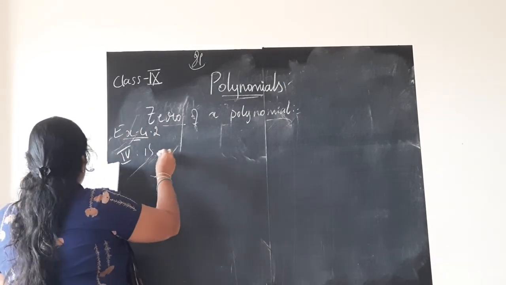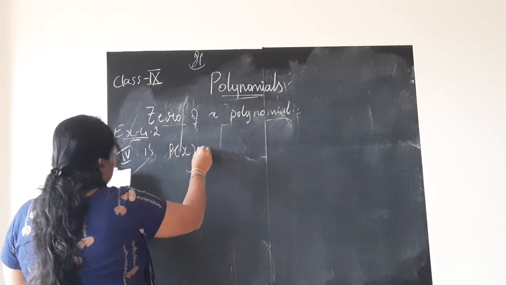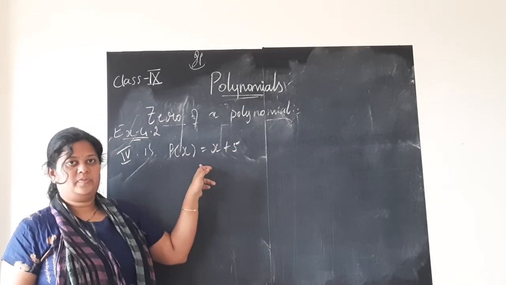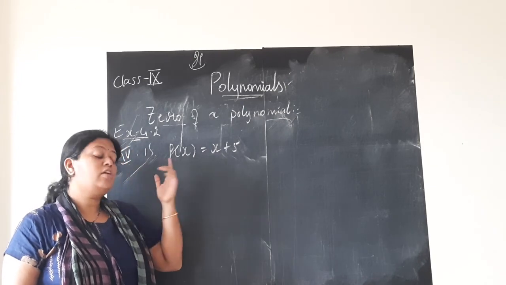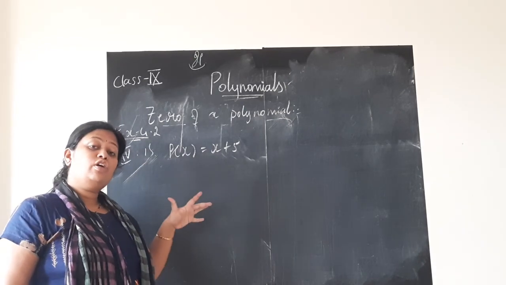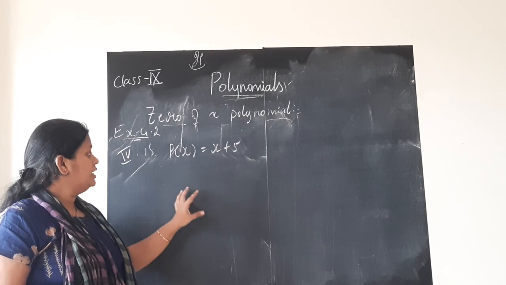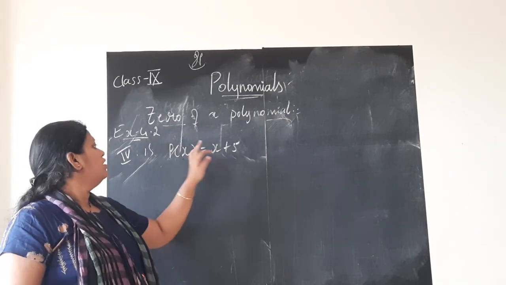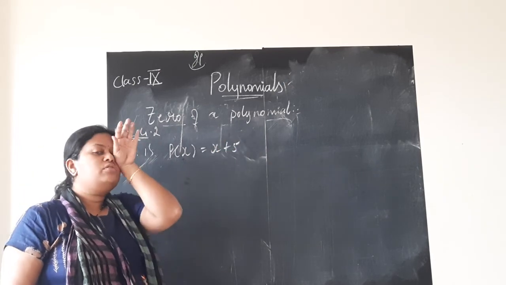First question is, p of x is equal to x plus 5. This is the given question. How do you find out the zero of a polynomial? To find the zero of a polynomial means we should find the number that, when we substitute it in place of x, we get p of that value to be 0.